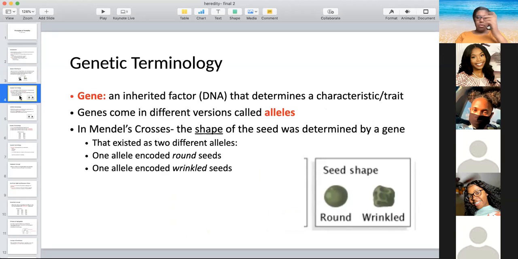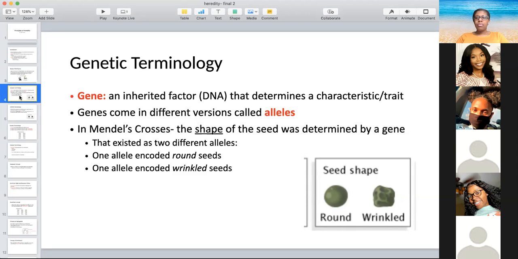The gene. All right, you've heard about genes before. You hear people say, oh, it's in your genes. Okay, it's your DNA. But when we're talking about genes in the context of genetics and inheritance, we're talking about an inherited factor. We're still talking about a segment of DNA, but this factor is determining a very specific characteristic or trait. So for example, the hair color that I talked about earlier, or your natural eye color. These are specific traits or characteristics that are controlled by a specific gene.